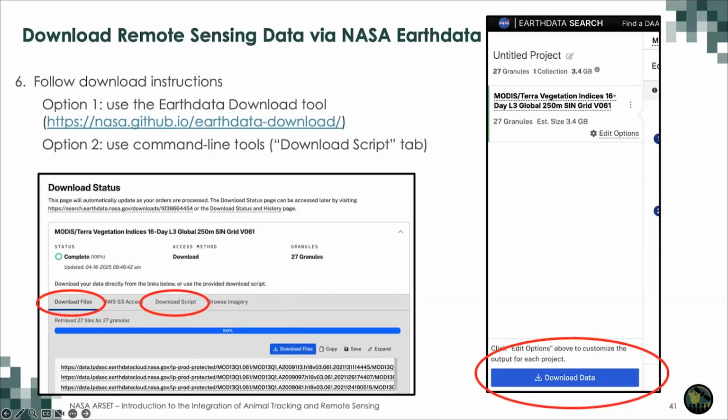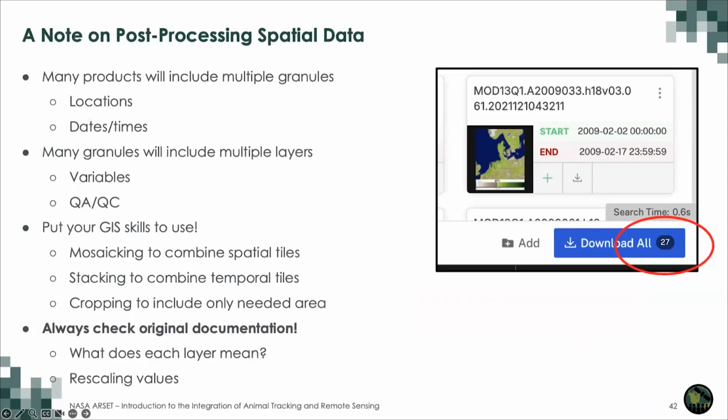The download files tab is also a great way to do it by using the Earth Data Download tool, which is something you have to download in advance, but again, is quite straightforward to use. Once these data are on your computer, it's important to note that it's likely they'll require some post-processing, and it's always important to check the original documentation that accompanies these products.